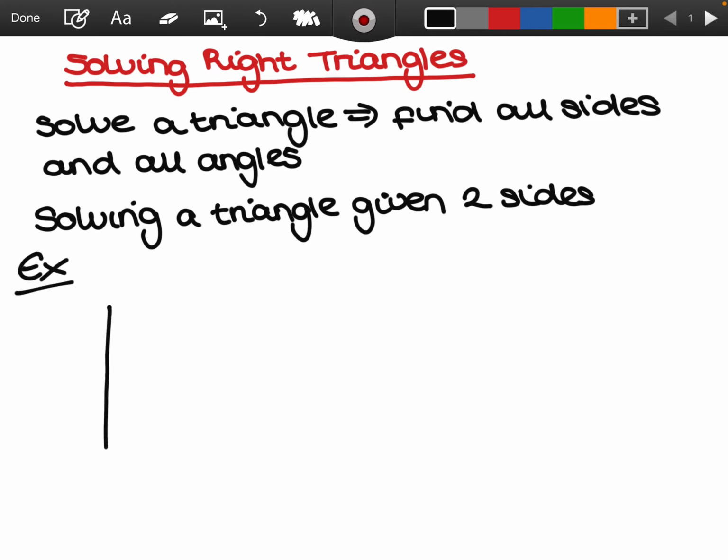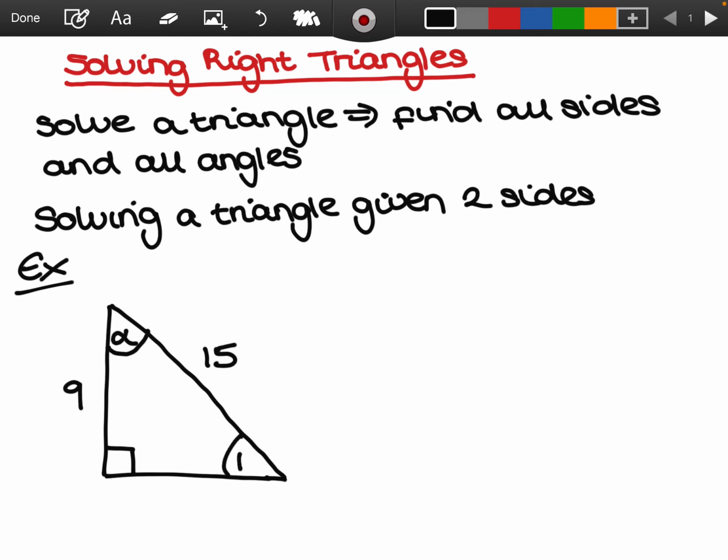So I'll give you an example here. In this example, we've got this right triangle. The right angle is down here. This side's going to be 9, this side's going to be 15. My recommendation to you would be label the other two sides whatever you want. I'll label them alpha and beta just so that you know when you are solving for the other side which side you're actually solving for. It just makes it go more smoothly.